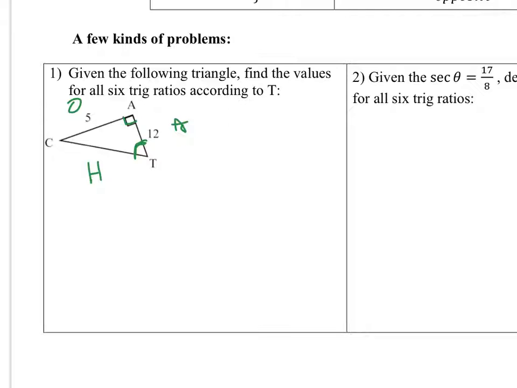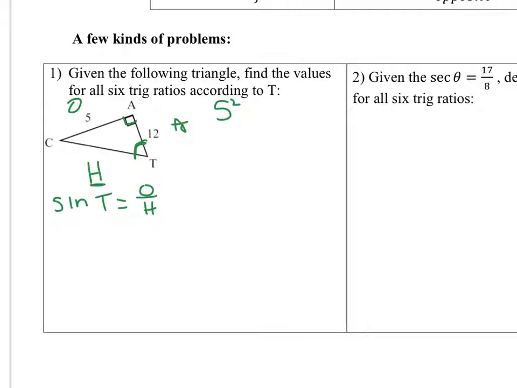Now I have to find all 6 trig ratios. So remember sine of t, I was going to write theta because it's the world I live in. Sine of t is opposite over hypotenuse. So I do need that H. So how do we find the third side of a right triangle? Well, Miss Barris, a squared plus b squared equals c squared? Yes, that's what you do.